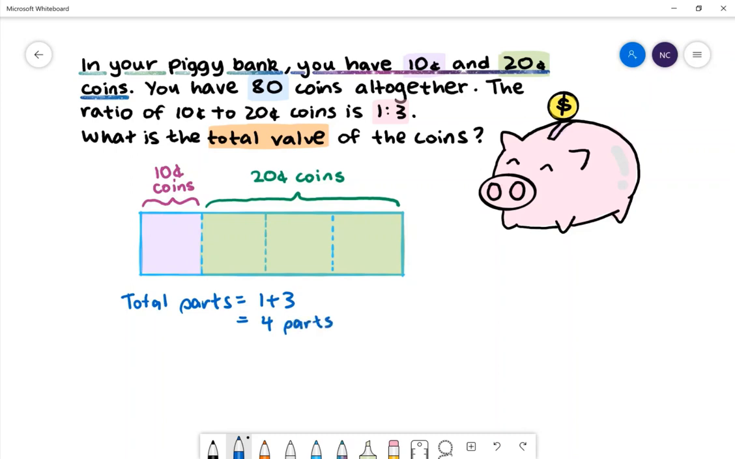Next, we'll find the number of coins in one part of the ratio. To do that, we'll do 80 divided by 4 parts. Therefore, we'll have 20 coins in one part of the ratio. Let's put that into our diagram.